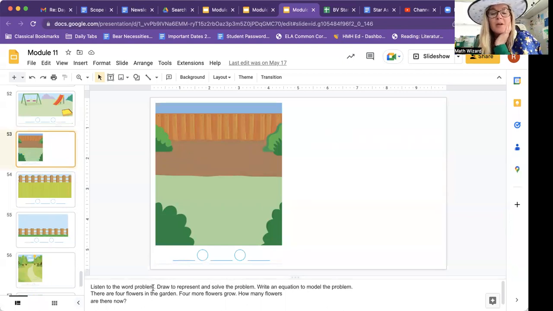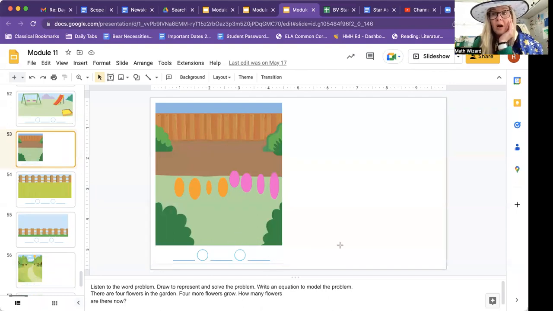Listen to the word problem. Draw to represent to solve the problem. Write an equation to model the problem. Okay, there are 4 flowers in the garden. I'm going to do circles to represent 4 flowers in the garden. And then 4 more flowers grow. Let's read it again. There are 4 flowers in the garden and 4 more flowers grow. How many flowers are there now?